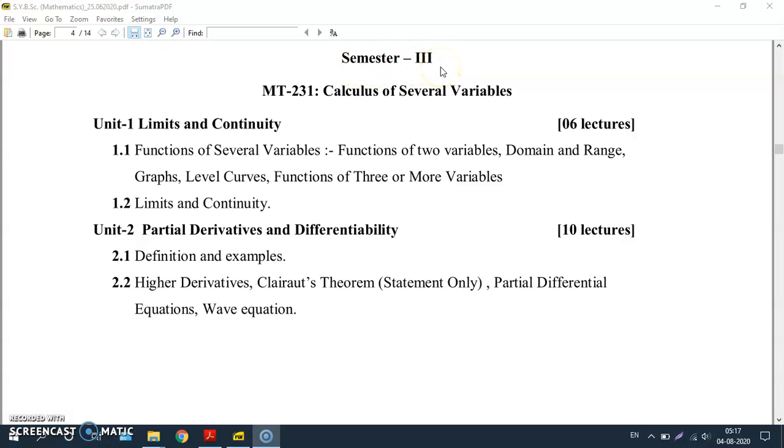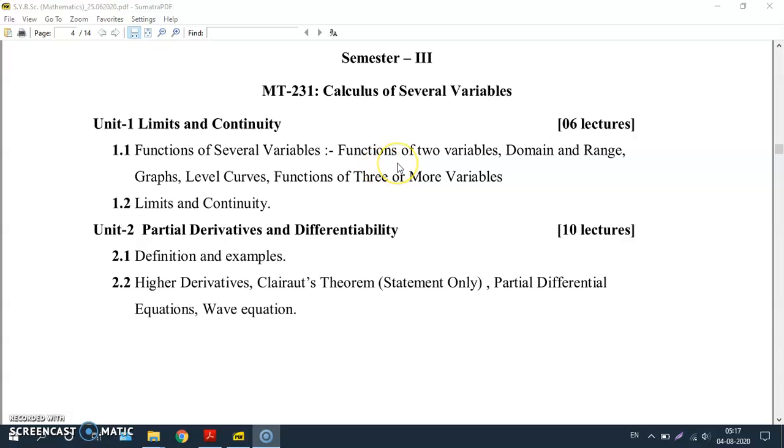In semester 3 in S.Y.B.Sc, this is the first paper of mathematics, calculus of several variables. In unit 1, we will talk about limit and continuity. The first topic is functions of several variables. In particular, we will talk about function of two variables.